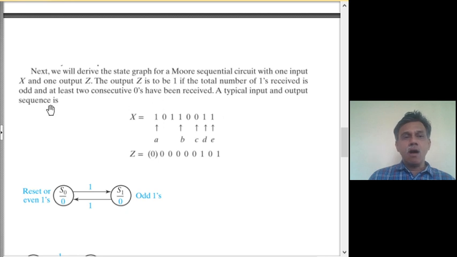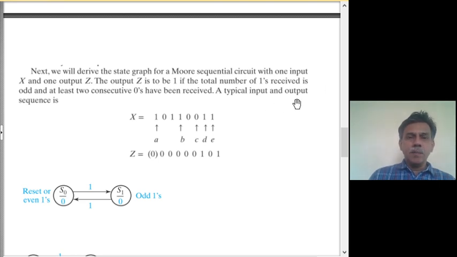Only when the number of ones is odd, we should respond. If it is even, we should not respond. But that is not the only condition. There is also a second condition. It has to be odd, and at least 2 consecutive zeros have to be received in the input pattern. The input pattern should have 2 consecutive zeros. Only then should you apply this condition of the number of ones being odd and output a 1.